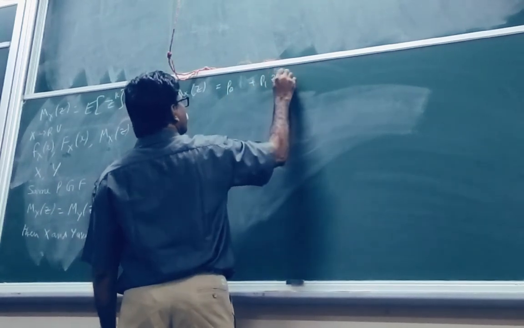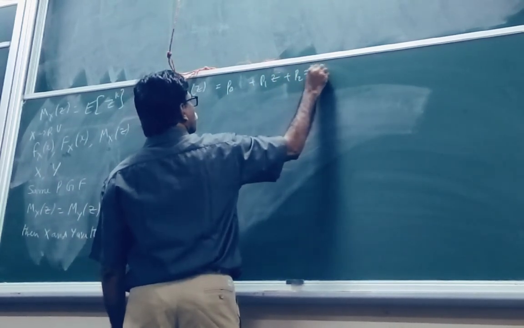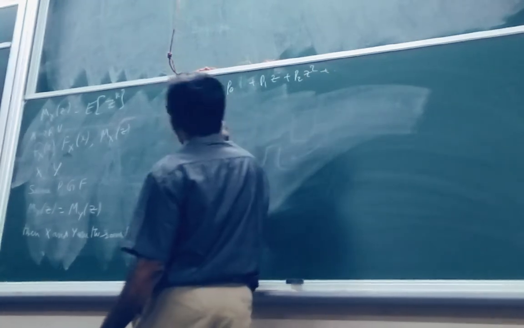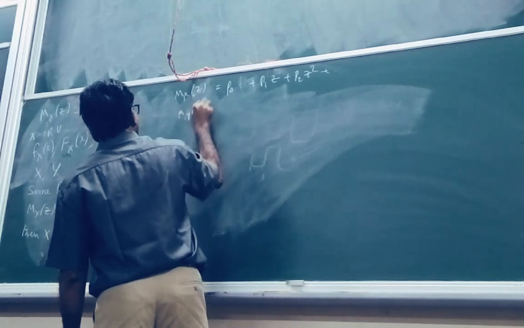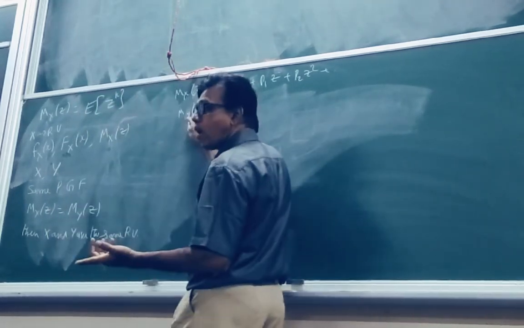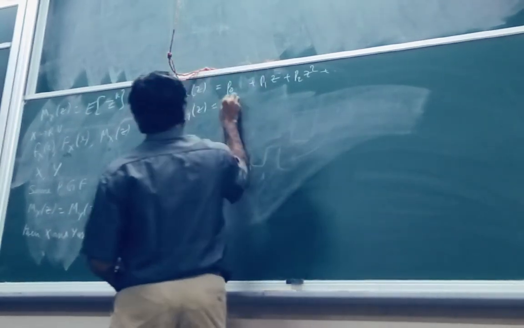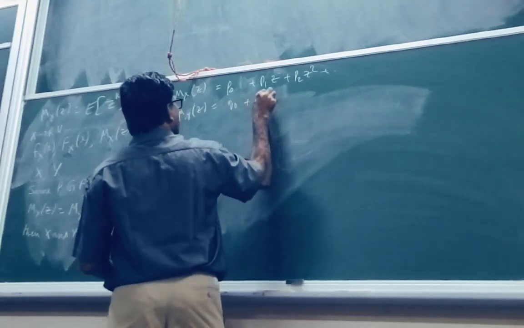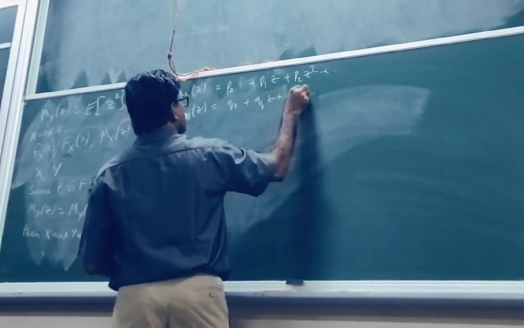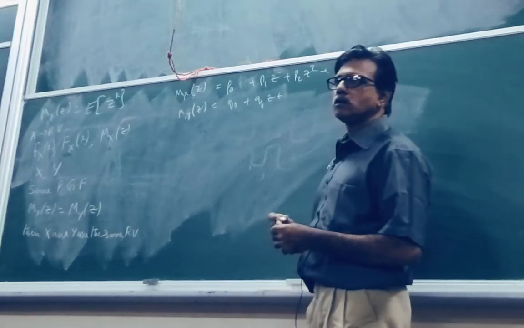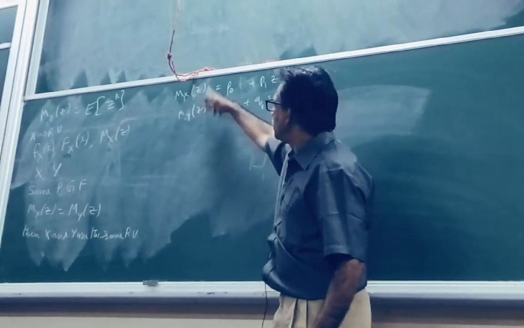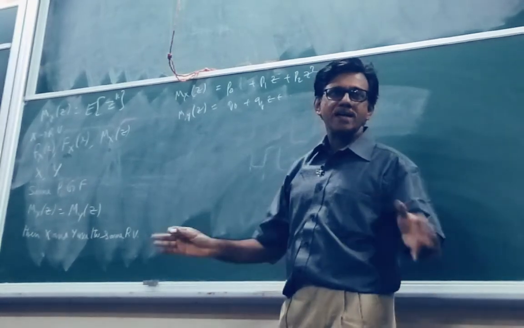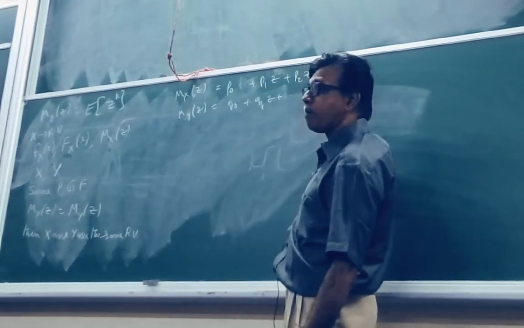P0 plus P1 Z plus P2 Z squared and so on. And then M_X of M_Y of Z. The probability that Y takes value 0, 1, 2, 3, I will call it Q0 plus Q1 Z and so on. These two polynomials are the same only if each power, the respective powers, have to be the same. It cannot be different.